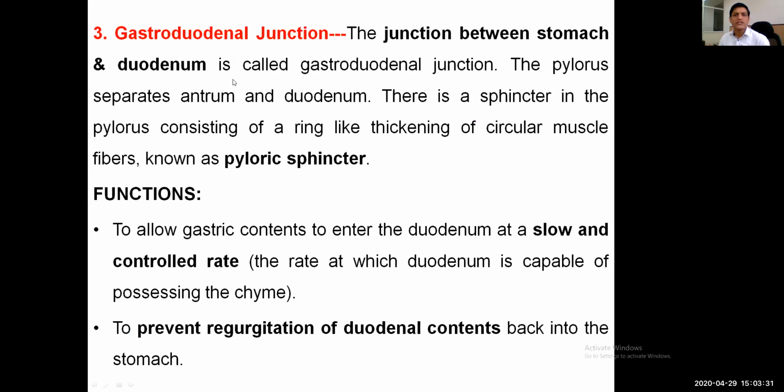Then the gastroduodenal junction. It's a junction between the stomach and duodenum. The pylorus separates the antrum and duodenum. There is a sphincter in the pylorus, the pyloric sphincter. What is its function? It allows the gastric content to enter the duodenum at a slow and controlled rate, and prevents regurgitation of the duodenal content back into the stomach. There are two main functions of the pyloric sphincter.